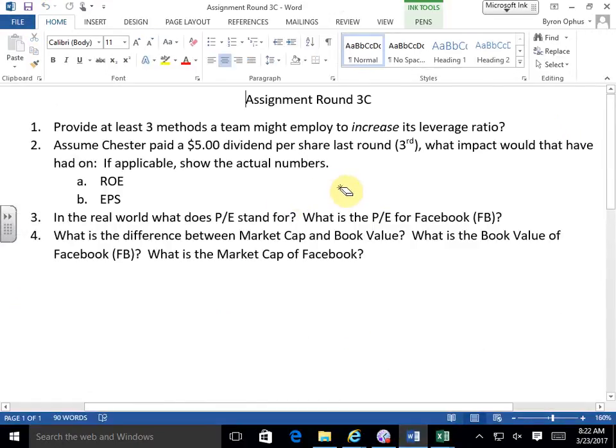Question 2, assume Chester paid a $5 dividend per share last round, third round. What impact would that have had on, and if applicable, show the actual numbers? Okay, so if you paid a dividend, would that have an impact on ROE? Does the dividend impact your equity? Okay, that's a good question to ask. What impact would it have on EPS, if any? Okay. Got to think that through. I can see Jedrick's kind of looking up at the stars, looking for the answer there. You won't find it in the stars, probably.